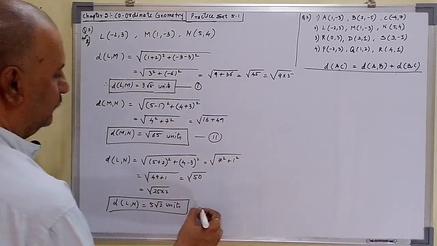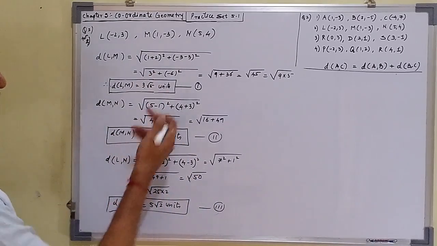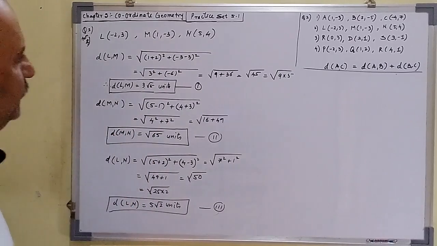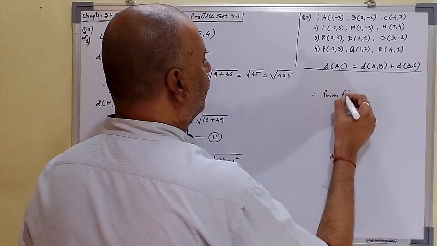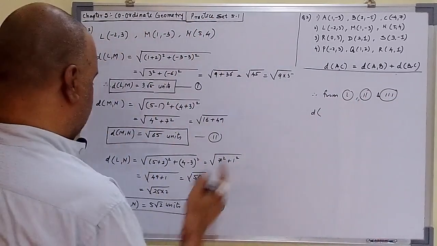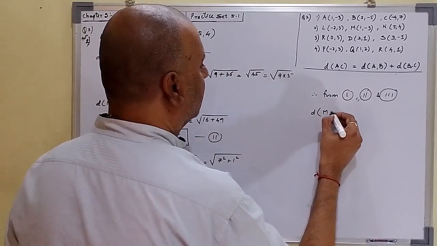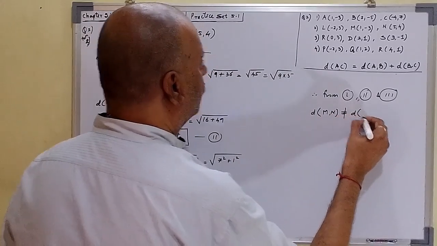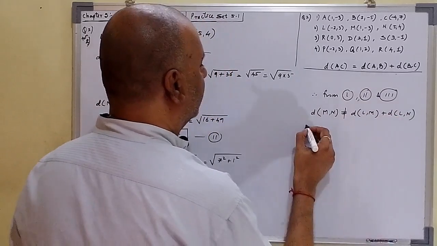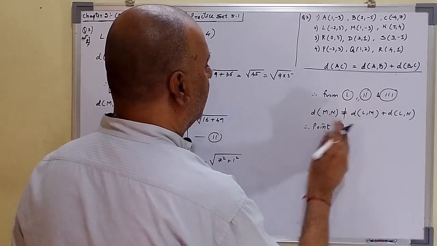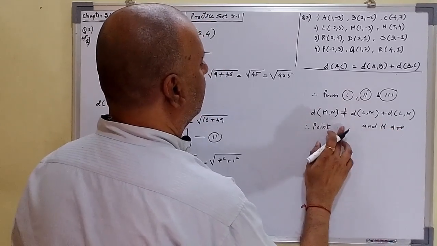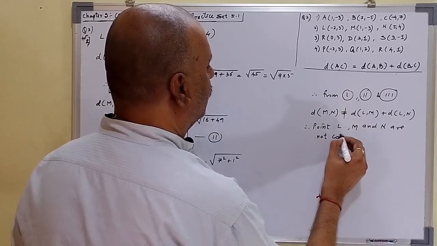Look, this is root 5 with a factor, this is a rational number, this is also a rational number, but these cannot be added. So they are not equal. Therefore, from 1, 2 and 3, distance MN is not equal to distance LM plus distance LN. Therefore, points L, M and N are not collinear.